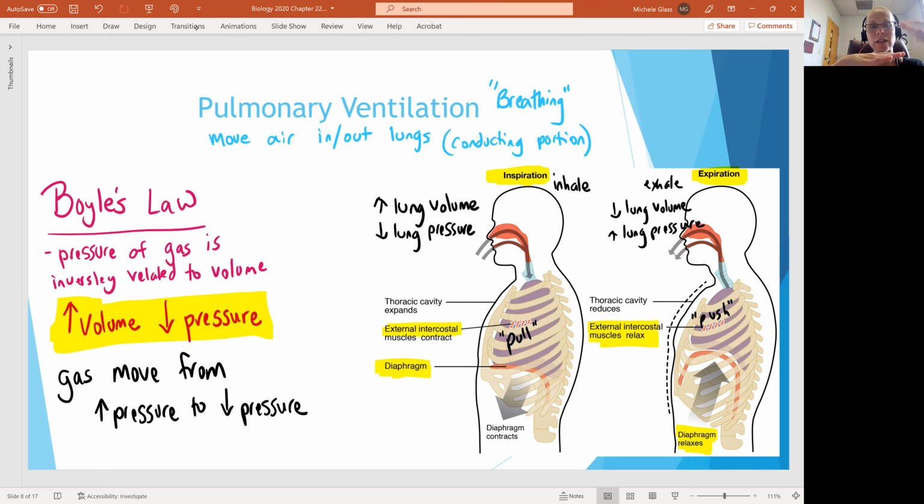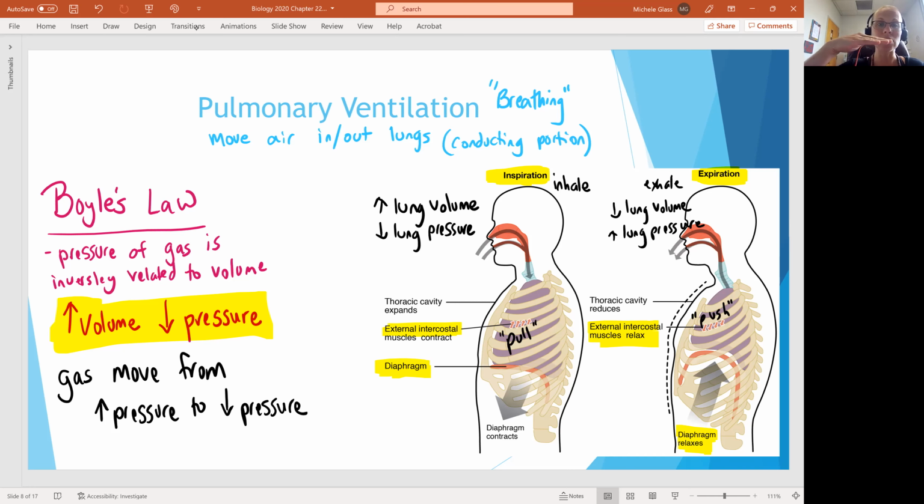And then the external intercostals are making that rib cage go out. So the thoracic cage is bigger because the diaphragm is flattening and moving down into the abdominopelvic cavity, and the thoracic cage is pushing out. And so that's pulling the air in.